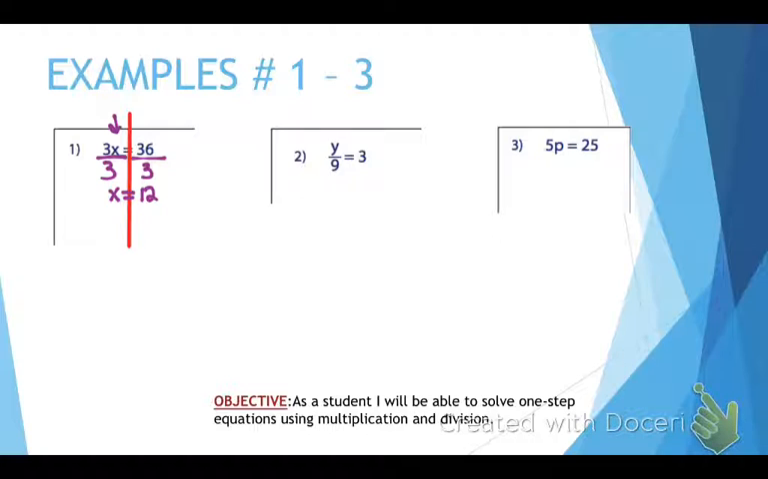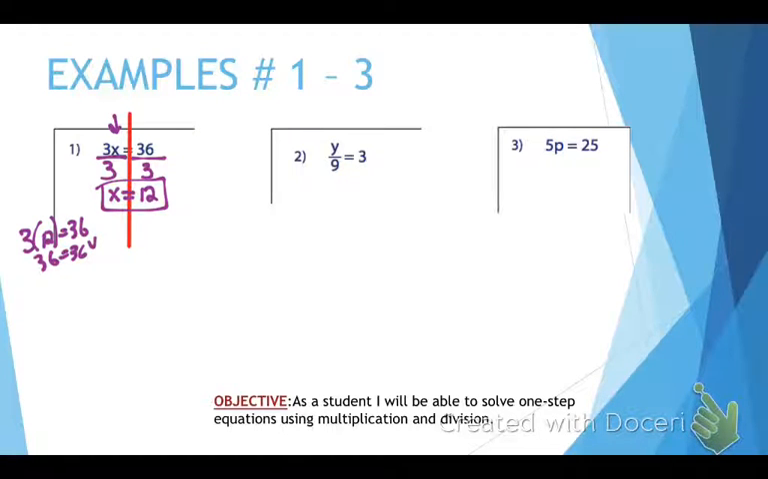What do we always want to do? We want to double check it. Okay, so let's go ahead and check it on the side. 3 times 12 equals 36, and 3 times 12 is 36. So we're good. We've checked it. Moving on. Good deal. We're going to go ahead and move on to example number 2.